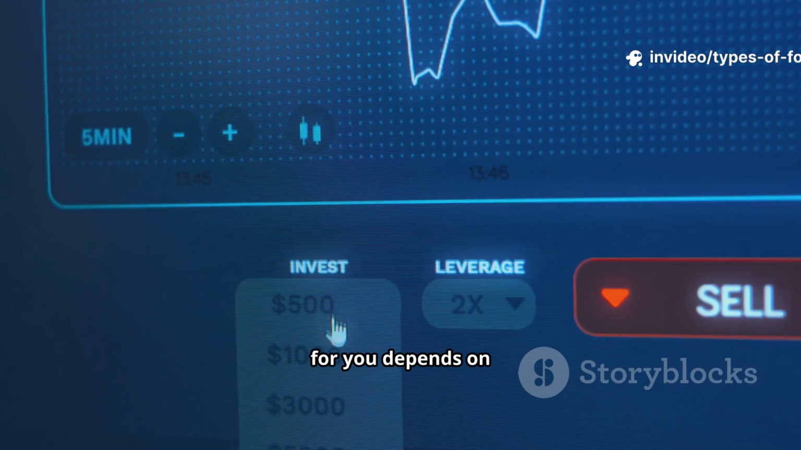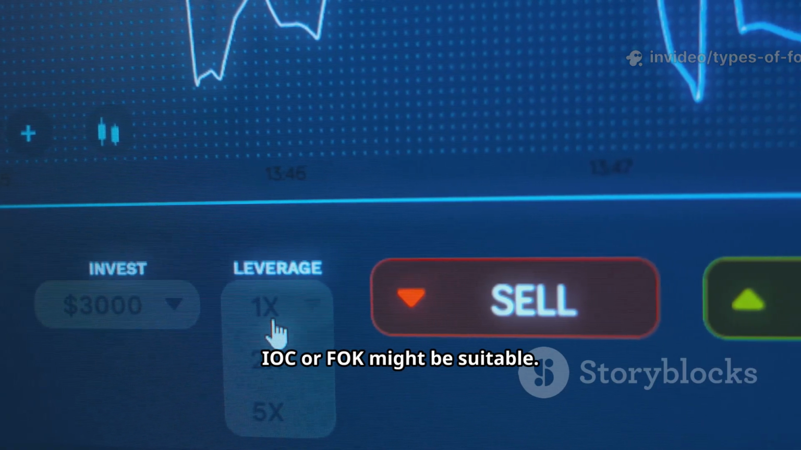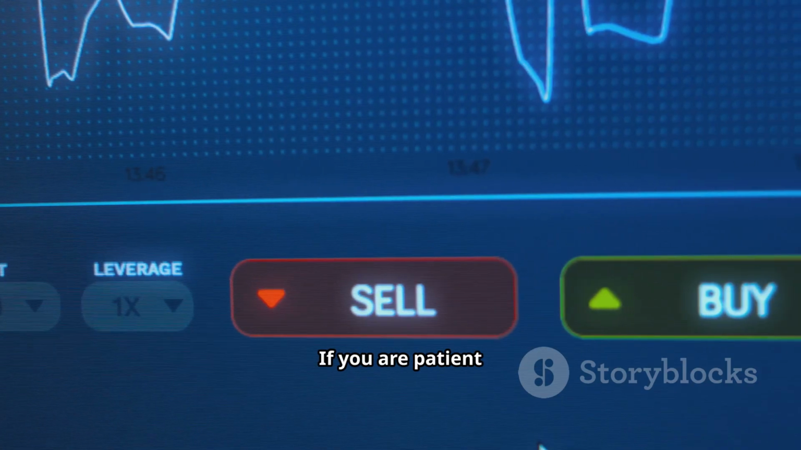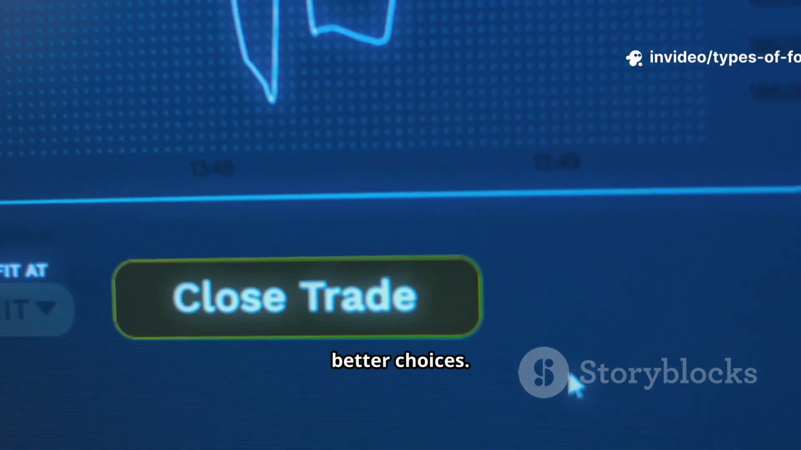The best TIF order for you depends on your trading strategy and goals. If you want to trade quickly, IOC or FOK might be suitable. If you are patient and willing to wait for a better price, GTC or GTD might be better choices.